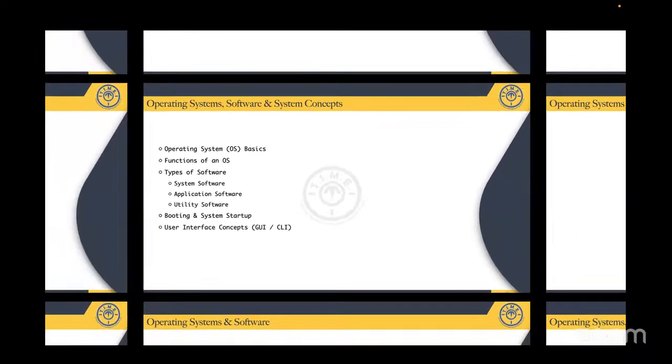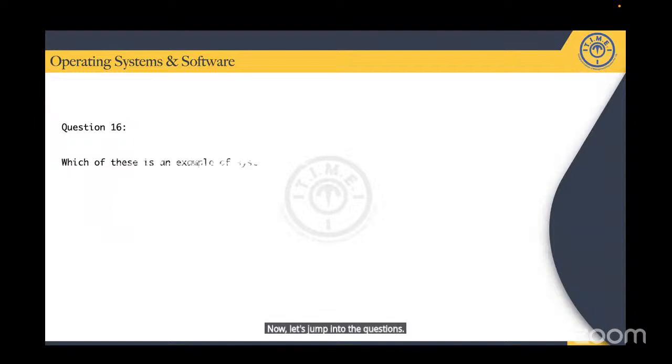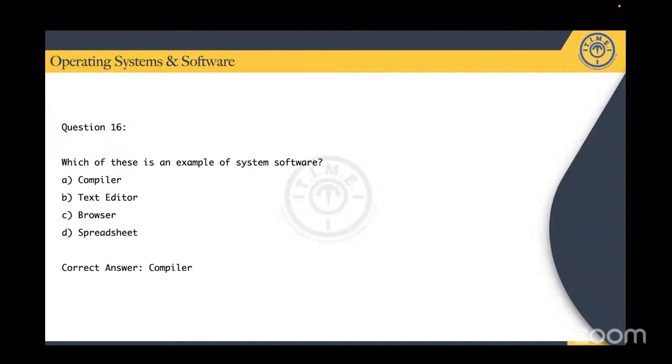Now, let's jump into the questions. The first question. Which of these is an example of system software? Compiler, text editor, browser, spreadsheet. And the correct answer is compiler.